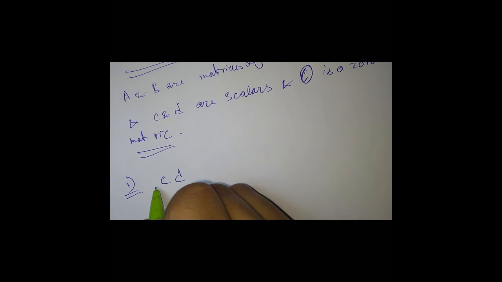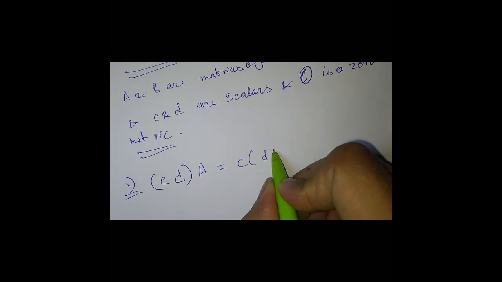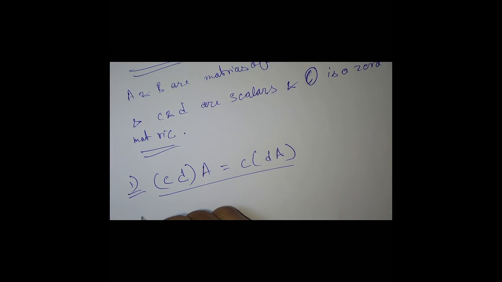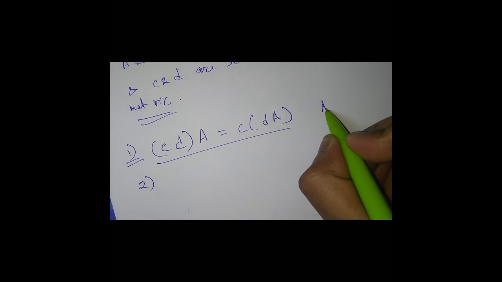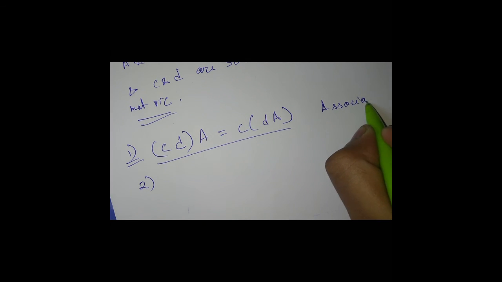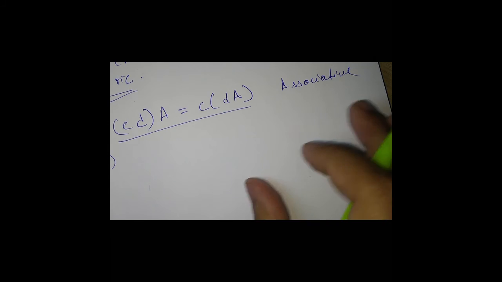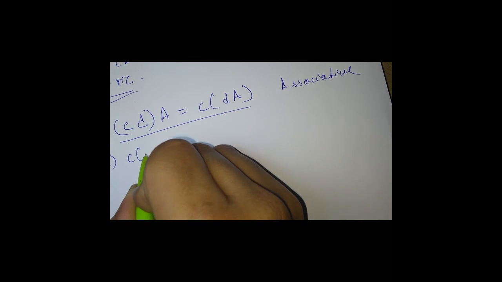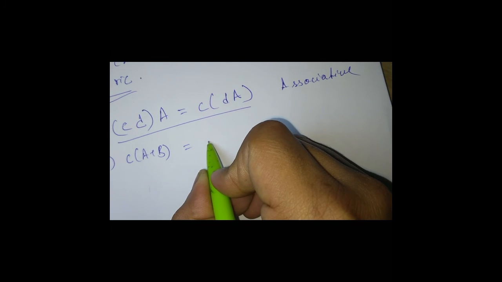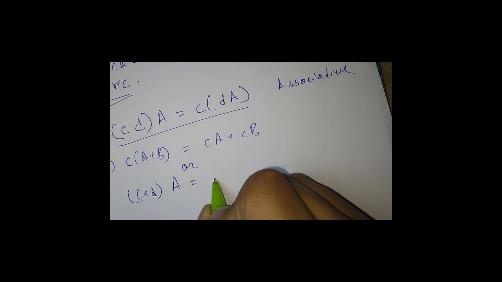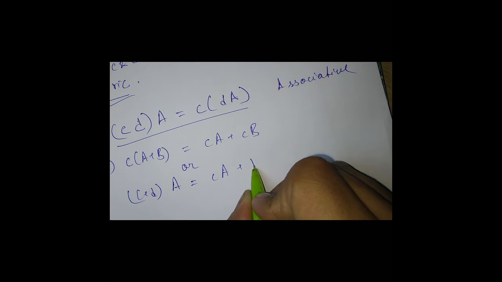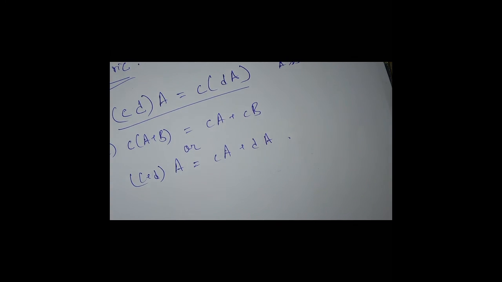So C into D times A is equals to C times D into A. Second property is distributive law, where C times (A plus B) is equals to C times A plus C times B, or (C plus D) times A is equal to C times A plus D times A.